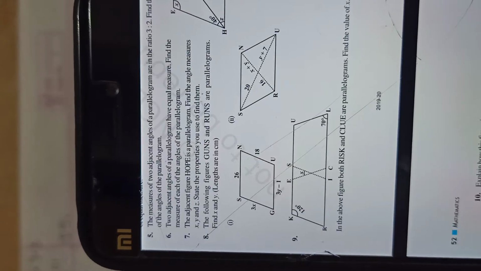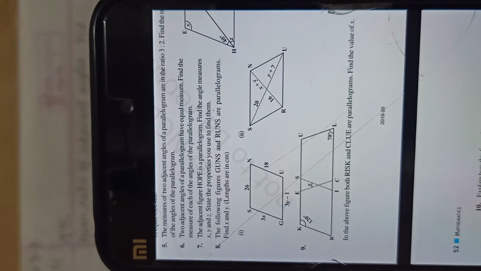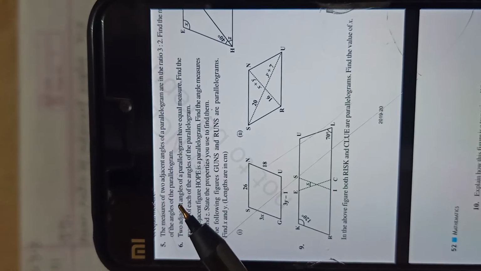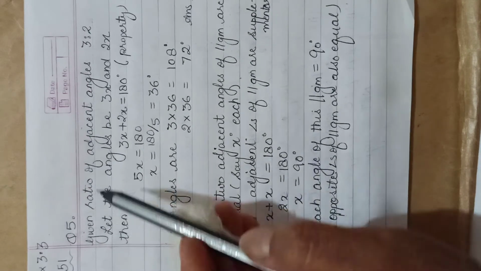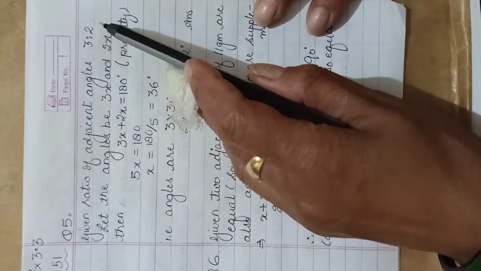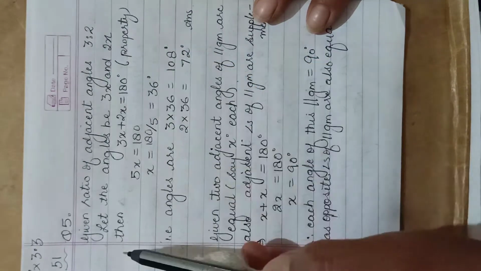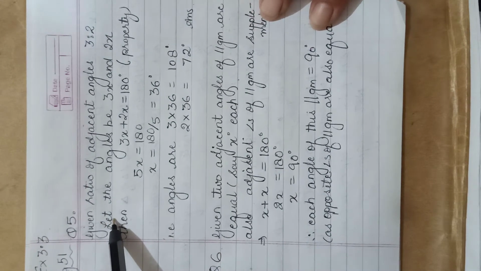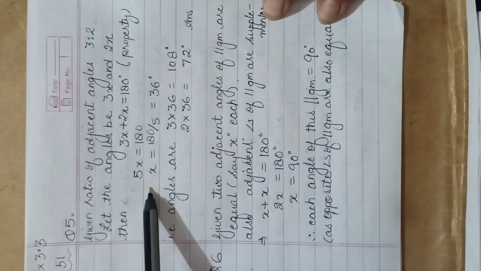Children, continuing with exercise 3.3, the fifth question is: the measure of two adjacent angles of a parallelogram are in the ratio 3:2. You have to find the measure of these angles of the parallelogram. Okay, so here it goes. Remember, children, whenever a ratio is given, we multiply it by some variable. So if the ratio is given as 3:2, the angles can be assumed as 3x and 2x. Then we were told these are adjacent angles.